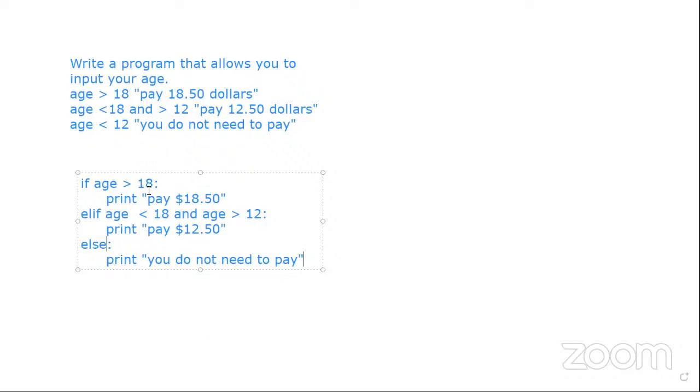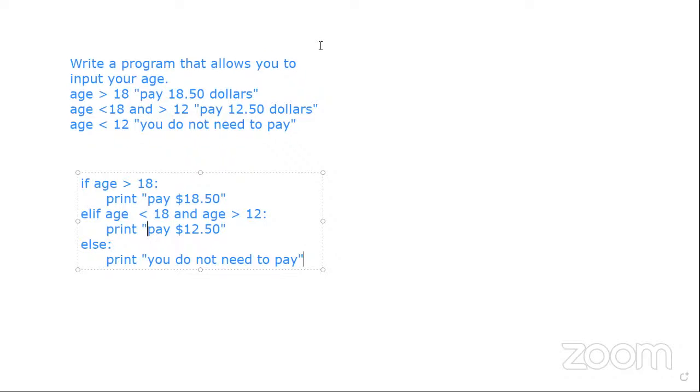So if the age is 21, it's bigger than 21. So it will output pay $1850, okay? And then it will skip the rest because elif is only triggered if the first condition is not met. Then elif is applied, and else is not triggered if a condition is met. Else is only triggered if none of the conditions are met.